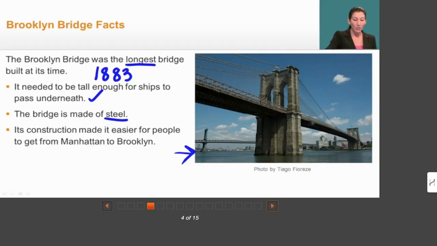Now, its construction made it easier for people to travel from Manhattan to Brooklyn and back. So prior to the bridge, the only way across from Brooklyn to Manhattan was by ferry boat. So by creating this bridge, it allowed people to access these two parts of New York City much easier. Now it's your turn to recall some of these facts.